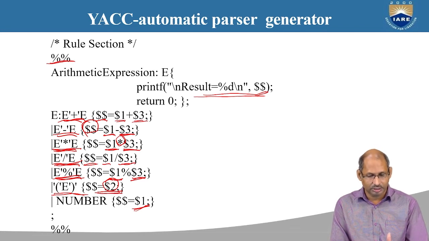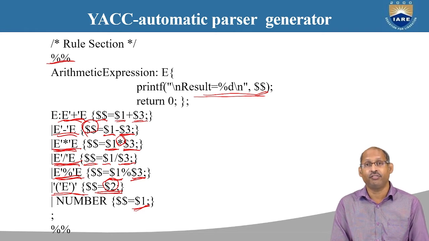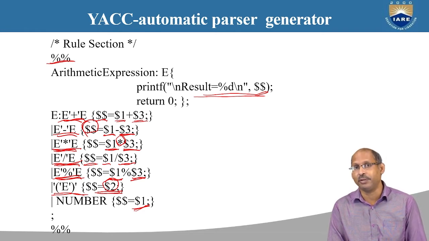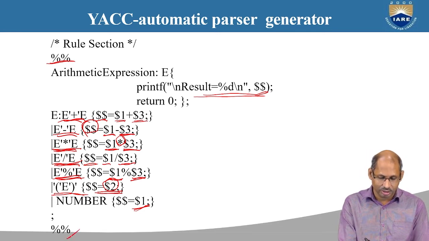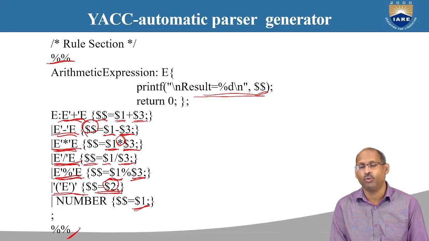The first one is an expression. With respect to it, the action part is defined here in the flower brackets. Whatever is represented in the flower brackets is the action part. The result is printed in the printf statement. So, end of the expressions and the end of the rule section with once again these two mod operators, percentile operators.